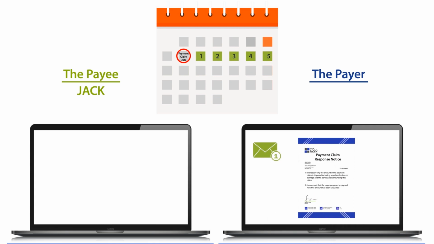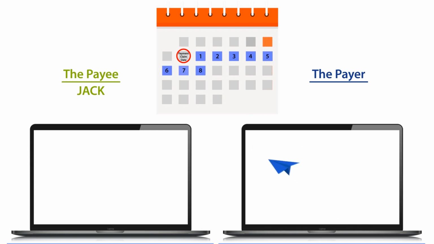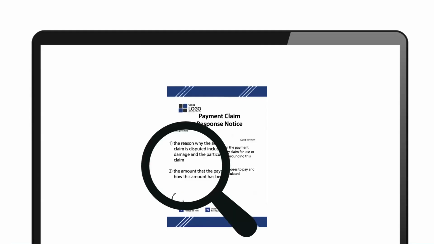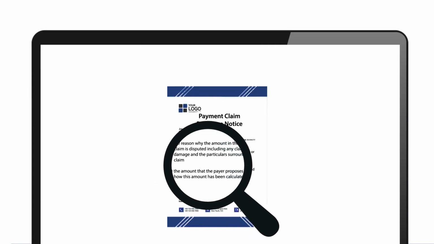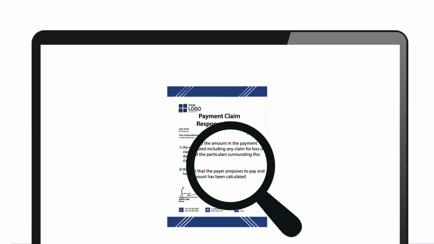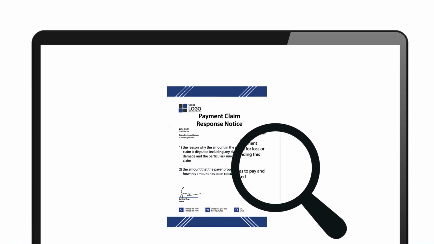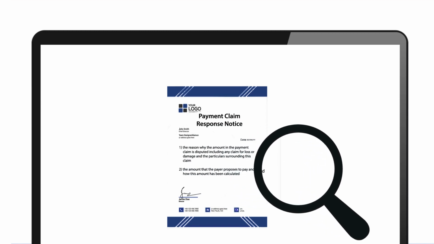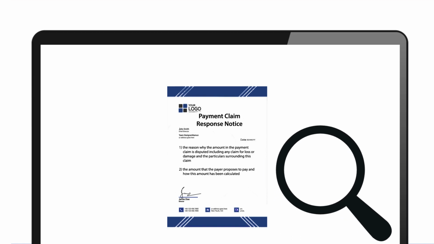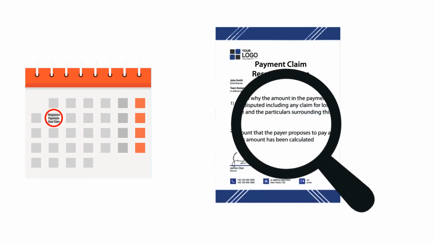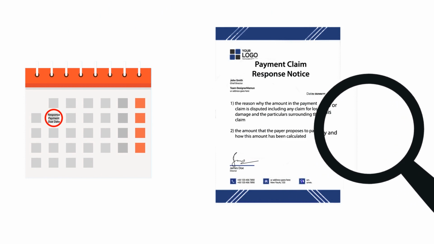If the payer does not agree with the amounts set out in the payment claim notice, they must respond within 21 days of the payment claim date by sending a payment claim response notice to the payee setting out 1. The reason why the amount in the payment claim is disputed, including any claim for loss or damage and the particulars surrounding this claim. 2. The amount that the payer proposes to pay and how this amount has been calculated. If the amount has not been agreed by the date the payment is due, the payer shall pay the amount they have set out in their response.